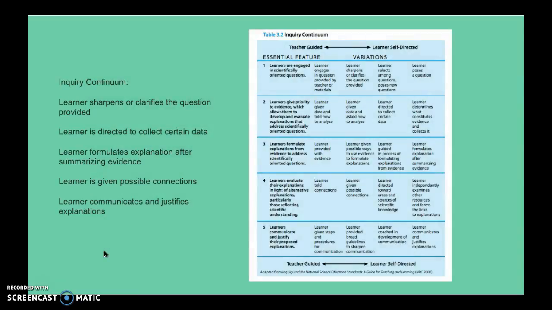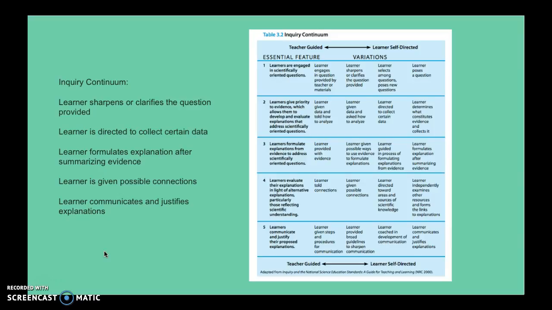On the inquiry continuum, I found that the learner sharpens or clarifies the question provided, because in the activity it was somewhat guided, asking questions on how we could create a water filter that is similar to the structure of the earth and how the earth naturally filters water. I also thought that the learner was directed to collect certain data simply because of the materials that were provided and the knowledge that we were actually going to filter some dirty water.